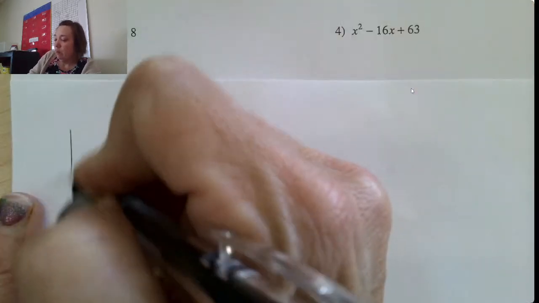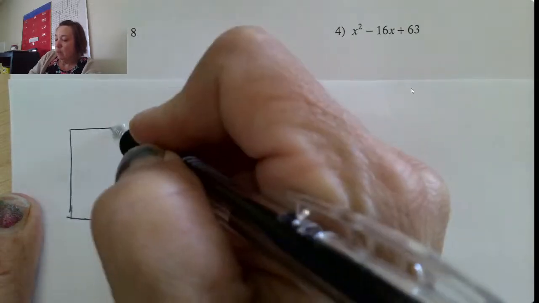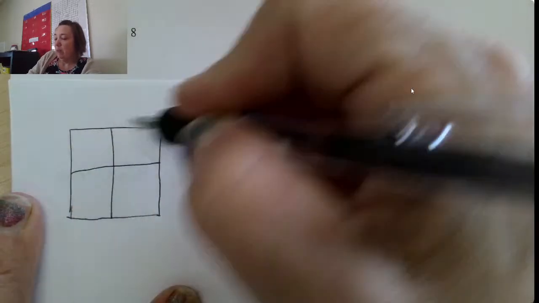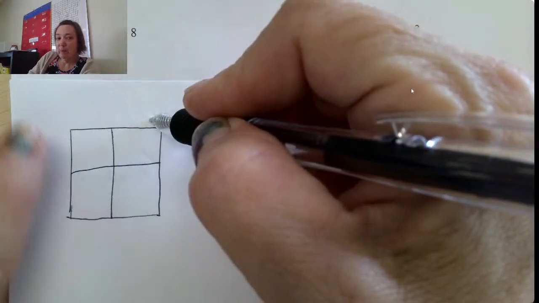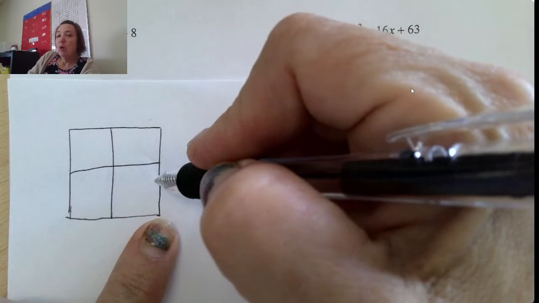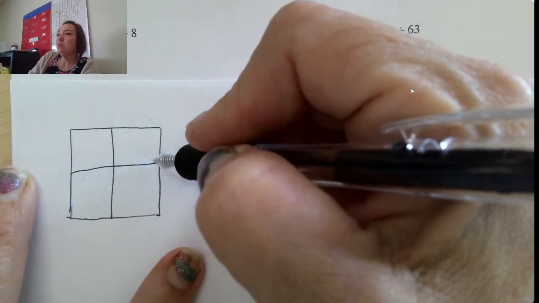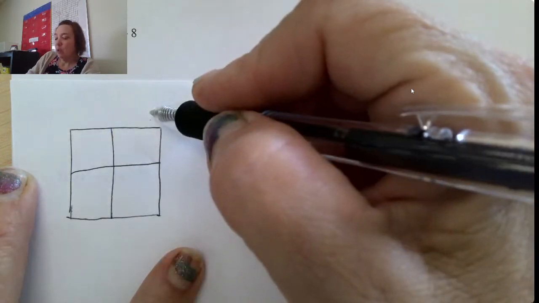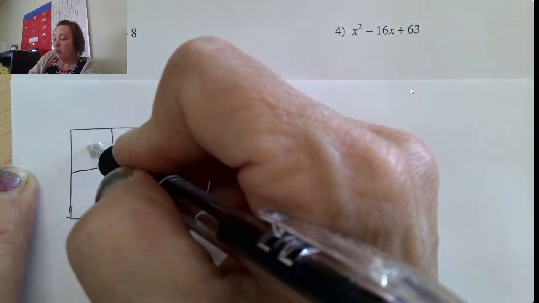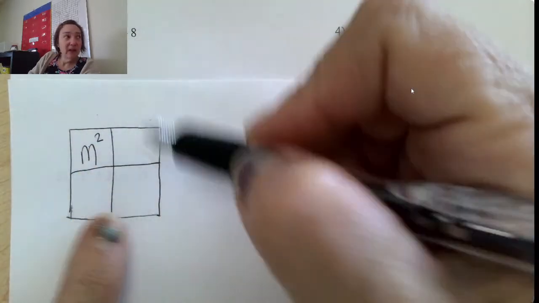Okay. So remember our box? Remember this guy? That we would put up the binomial here, and then we'd put up the binomial here, and we'd multiply them out. Remember doing that? Well, we are going to do this backwards. So this would be m squared. That's what we get when we multiply these two things together, right?